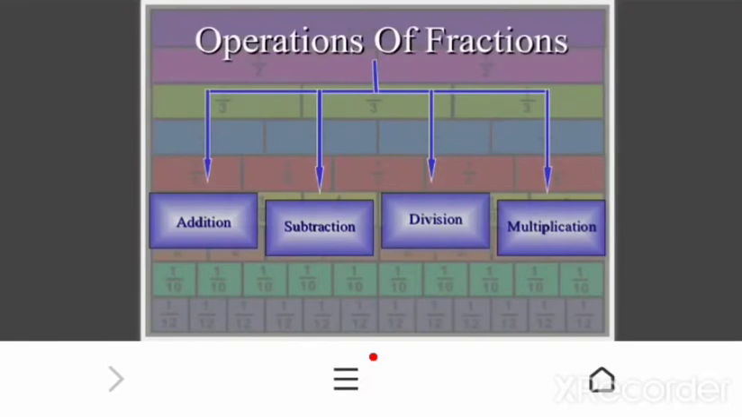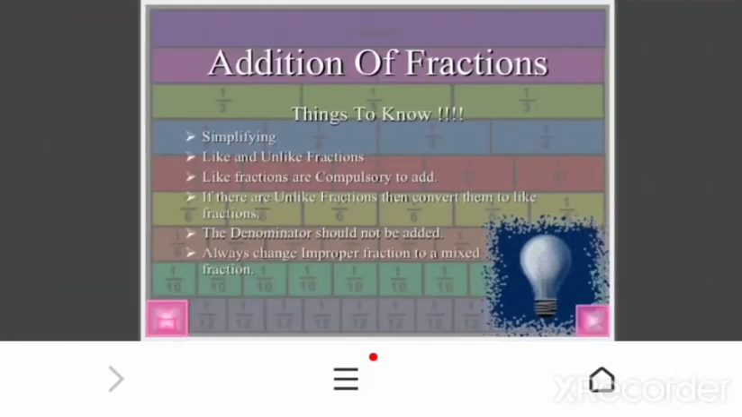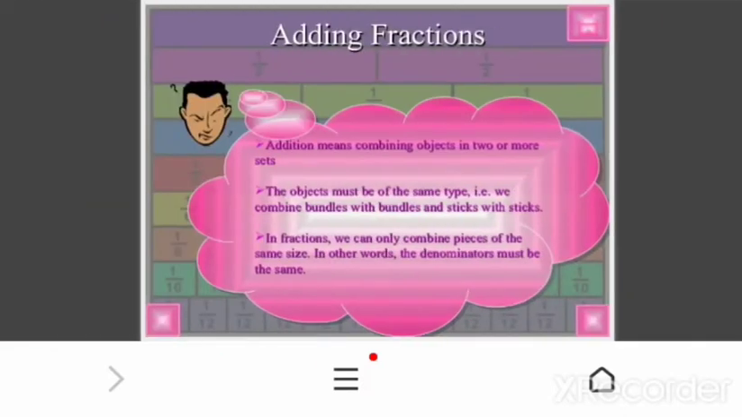Now children, let us try to understand operations of fraction. So children, we all know there are 4 operations: addition, subtraction, division and multiplication. Now let's try to understand addition of fraction. Now before that, please know, first you simplify, then check like and unlike fractions. Like fractions are compulsory to add. If there are unlike fractions, then convert them into like fractions. After that, the denominators should not be added. Remember, and last, always change improper fraction to a mixed fraction. Let us solve. So first we shall understand in detail what is the meaning of adding fraction.